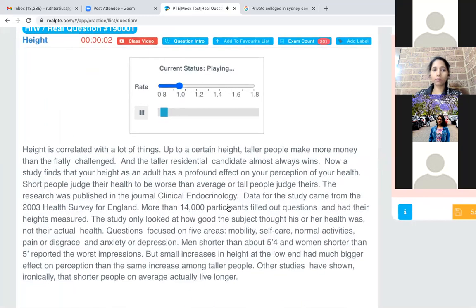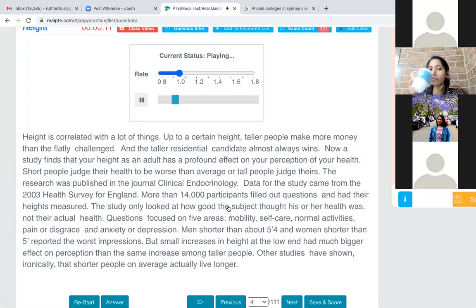Height is correlated with a lot of things. Up to a certain height, taller people make more money than the vertically challenged, and the taller presidential candidate almost always wins. Now a study finds that your height as an adult has a profound effect on your perception of your health. Short people judge their health to be worse than average or tall people judge theirs. The research was published in the journal Clinical Endocrinology. Data for the study came from the 2003 Health Survey for England. More than 14,000 participants filled out questionnaires and had their heights measured.